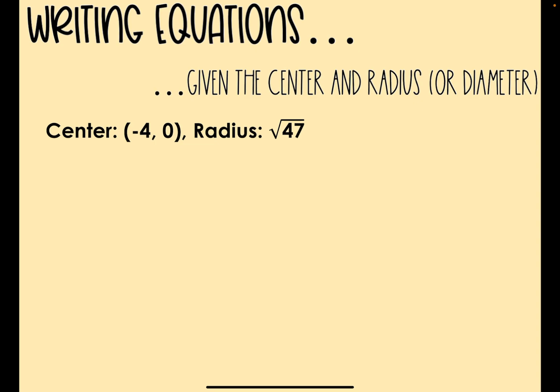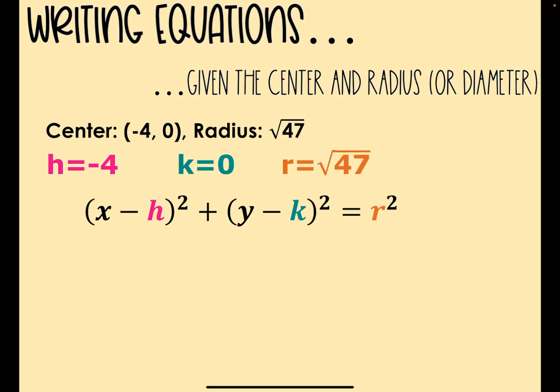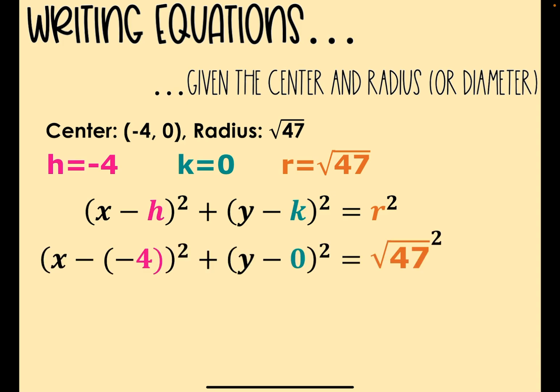This one, similar, and you're going to have your h of -4, k of 0, and your radius of square root of 47. All you're going to do, plug it in. Now the square root of 47 squared, let me put those parentheses in there, those are going to cancel out because the square root and a square, those are inverses. Just like adding is the inverse of subtracting and multiplying is the inverse of dividing. So squaring something is the inverse of square root and vice versa.